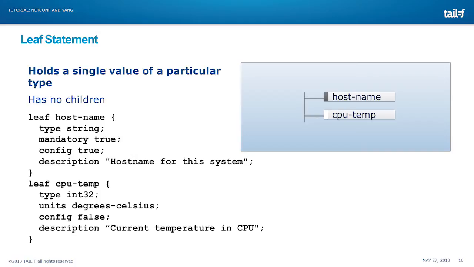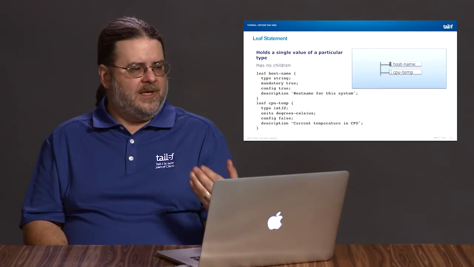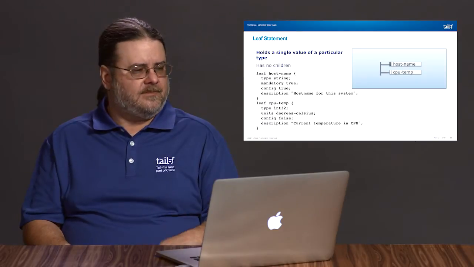Secondly, we see a leaf called CPU temp. It has a type. It has a units attribute. It's declared config false, meaning it is not configuration data. It is operational state data.